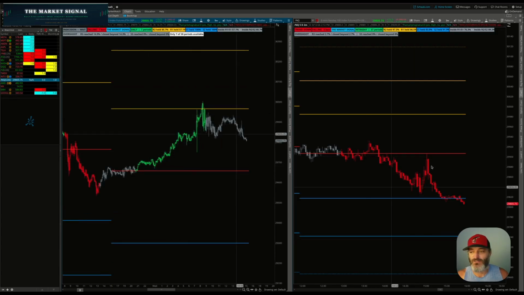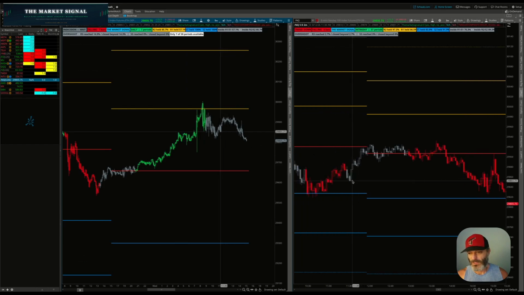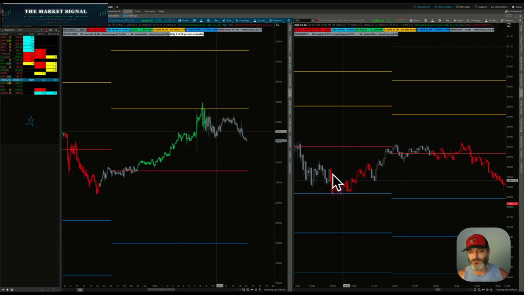Daily pivots, 4-hour pivots. NQ, where'd it find rejection? Ran from pivot, rejected, we're bleeding. 4-hour pivots, support right here. So where did this find support? On the NASDAQ today, right here at our S1 on the 4-hour on this side of my screen.